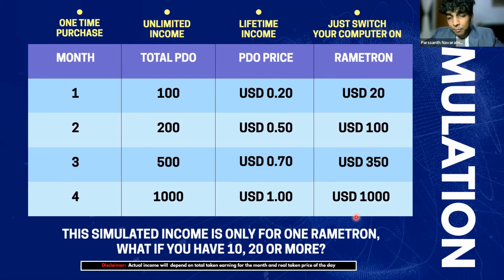Do you know what's the best part? This is only for one Ramatron. If you have 10 Ramatron, you're looking at 10,000 USD. If you have 20 Ramatron, you're looking at 20,000 USD. If you have 50, if you have 100, do the maths. Exactly. So this is the simulation that we have for you, right?